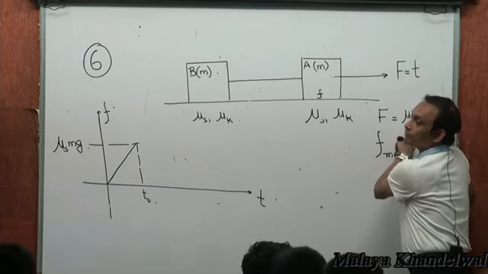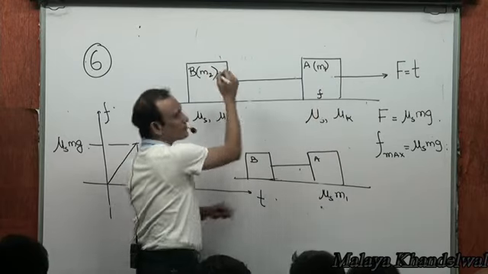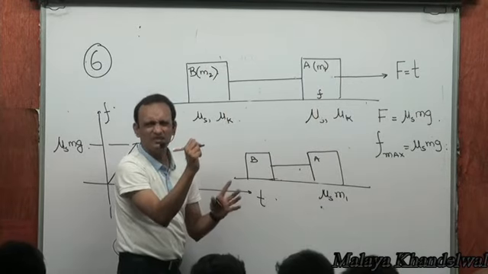Now, what's the maximum static friction between A and the ground? Mg. Is it the same mass or different masses? What's given? Let me assume different masses. Mu s m1g, say this is m1. Not that it will make a difference, qualitatively. Maximum static friction between A and the ground is mu s m1g. Maximum static friction between B and the ground is mu s m2g.